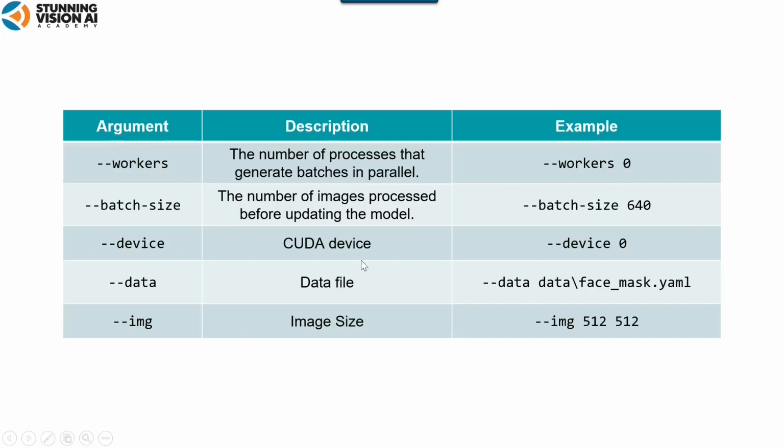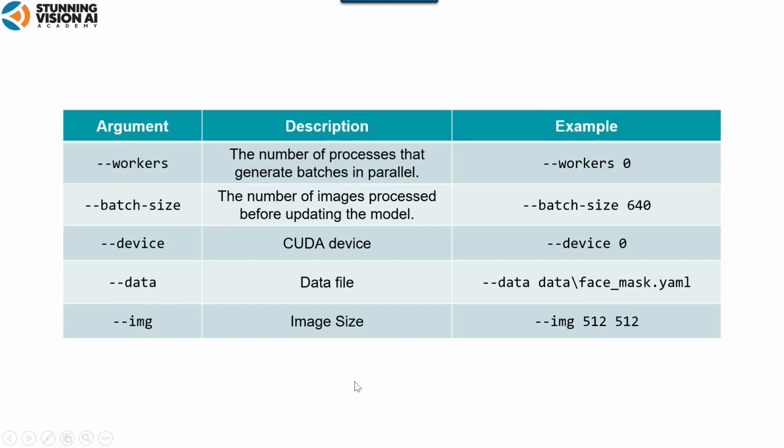Next is the device argument. This argument is to choose the device. This is an example of its application. If using CPU, write CPU in device. Next is the data argument. This argument is a data file that contains the number of classes, dataset path, and class names. This is an example of its application.